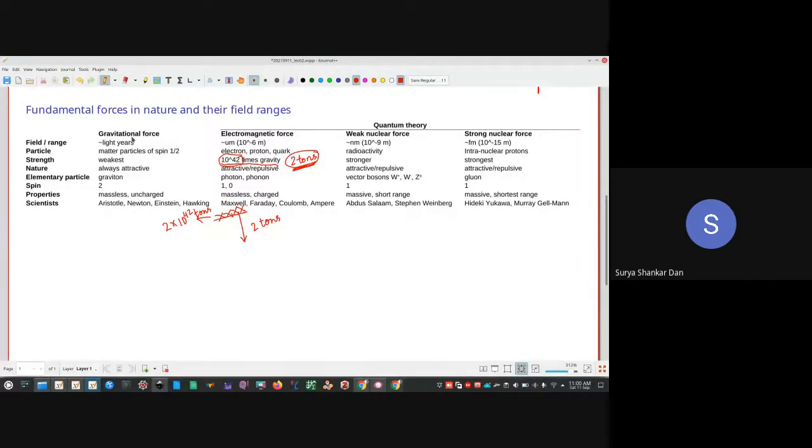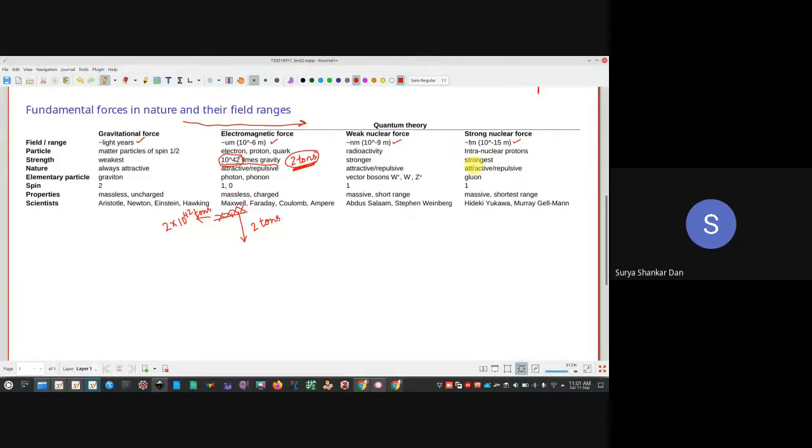So the answer to this is: as we are going along this direction, we are essentially going to smaller and smaller ranges. It was in light years for gravitation. Here it is 10 power minus 6, micrometer. The weak nuclear force, the radioactivity force, is essentially in 10 power minus 9, nanometers. The strong nuclear force, within the nucleus, is 10 power minus 15, or femtometers. So the range decreases, and as the range decreases, the strength increases.